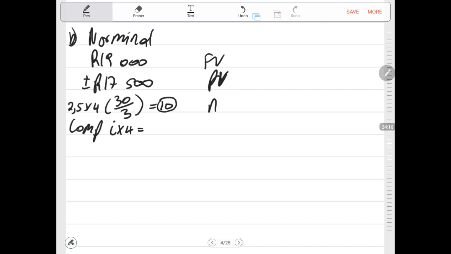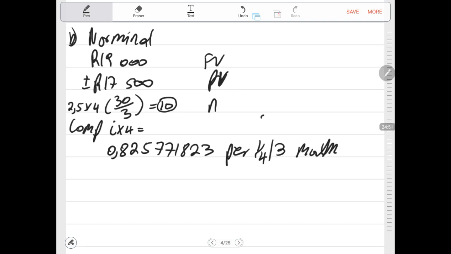Then now after we have computed our interest, the answer that we get, I want to show it also, let me show it here. The answer that we get is 0.82577182.3. This is the interest per quarter. Interest per quarter, or interest per 3 months. Remember, a quarter is 3 months.